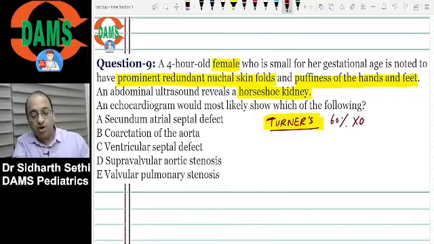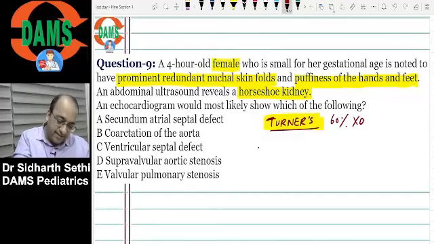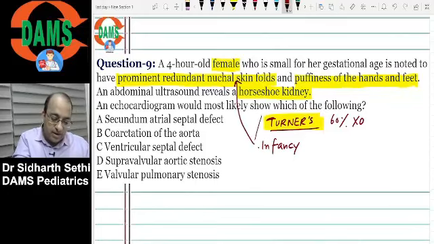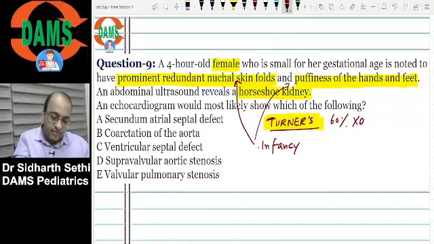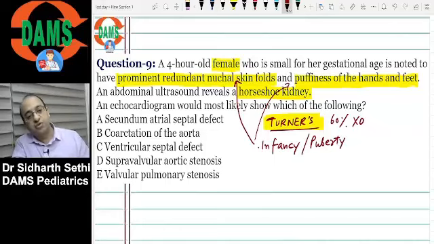So today you saw that during infancy, this is the typical clinical presentation of Turner syndrome: web neck, lymphedema of hands and feet. But Turners can also present during puberty with primary amenorrhea. So a girl comes to you with primary amenorrhea. Okay.